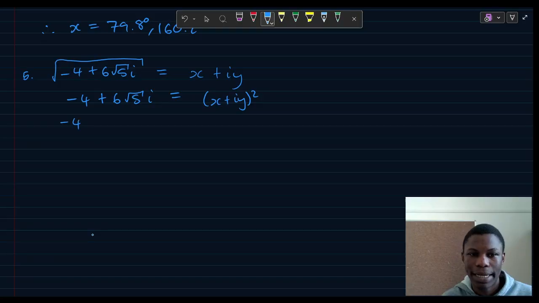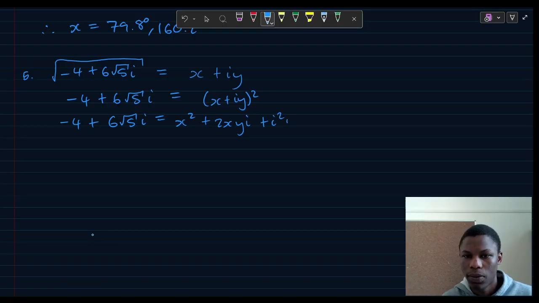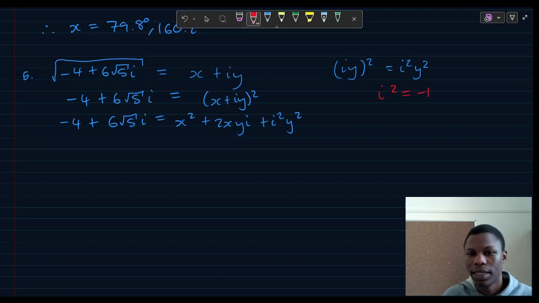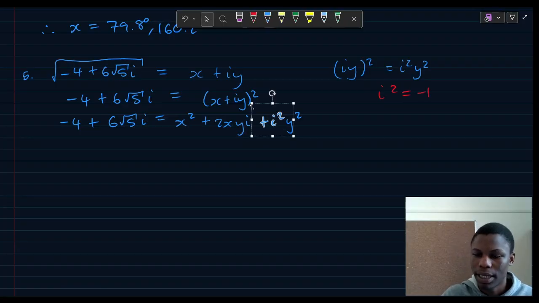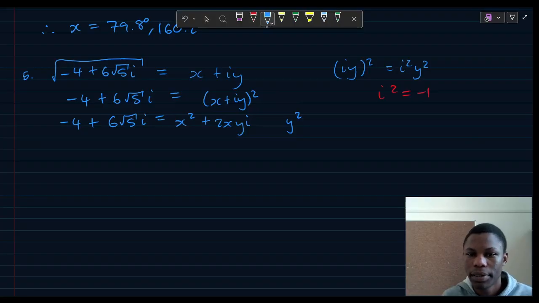And we want to expand our right-hand side, so that's x squared, then 2 times x times iy, plus 2xyi, and then the last term squared, so plus i squared y squared. Be careful with how you distribute your powers. If you've got iy squared, this is i squared y squared. And while we're at this, you should know that i squared is equal to -1. So I can just remove this here and write negative y squared, because that's -1 times y squared.